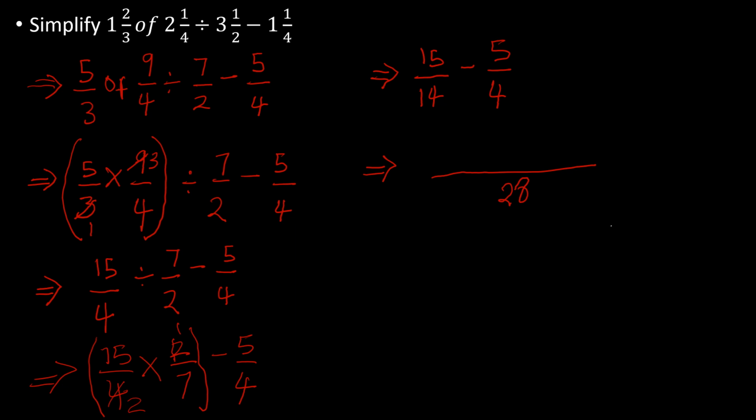So now, if we divide 28 by 14, we have 2. If we multiply 2 by 15, we have 30. So we have 30 minus, and if we do the same for the second fraction, if we divide 28 by 4, we have 7. And if we multiply 7 by 5, we have 35.